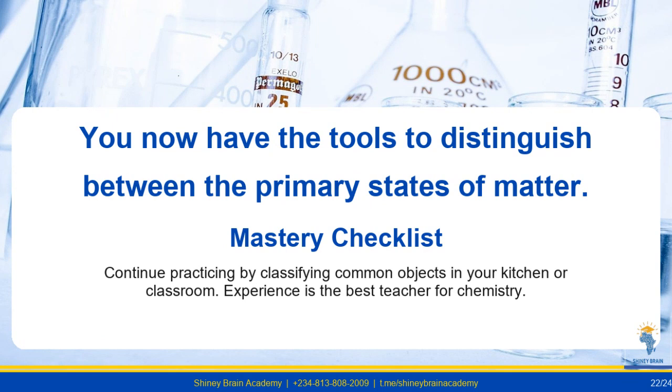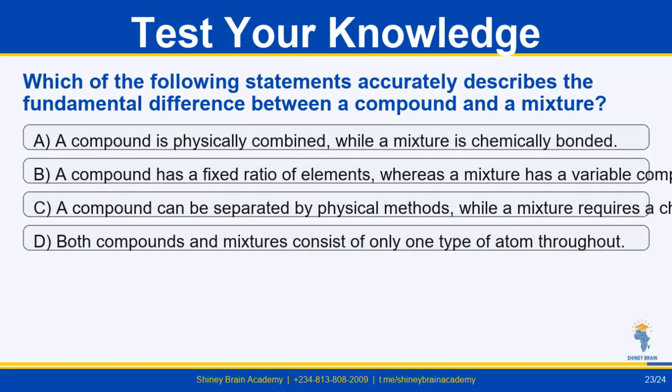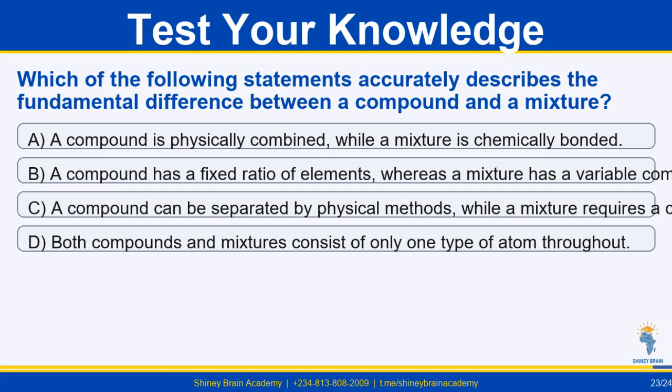Now, let's test our brain power. Question: which of the following statements accurately describes the fundamental difference between a compound and a mixture? The options are A. A compound is physically combined, while a mixture is chemically bonded. B. A compound has a fixed ratio of elements, whereas a mixture has a variable composition. C. A compound can be separated by physical methods, while a mixture requires a chemical reaction. D. Both compounds and mixtures consist of only one type of atom throughout. Take a moment to select the correct answer.